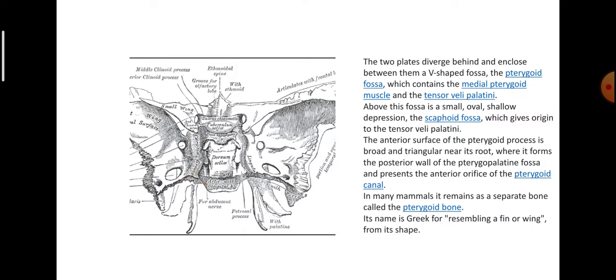In many mammals, it remains as a separate bone called the pterygoid bone. Its name is Greek for resembling a fin or a wing, from its shape, the pterygoid process of the sphenoid.